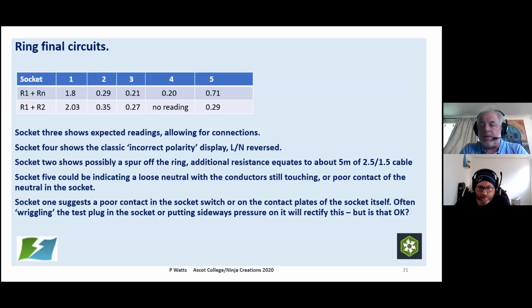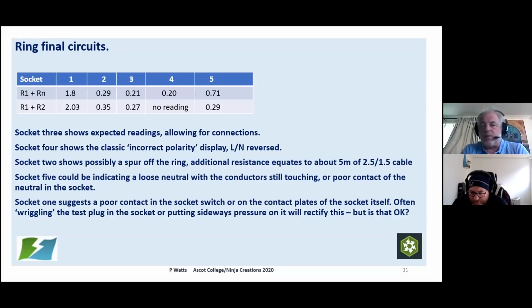It could be contact with the socket again. When you plug in, it's not making effective contact inside the socket. If it's on the line conductor, it will affect both of those readings, because we've got line neutral, we've got line CPC. So if it's on the line side of that, it could be affecting both of those readings. So it could be, as I say, poor contact with the plug itself.